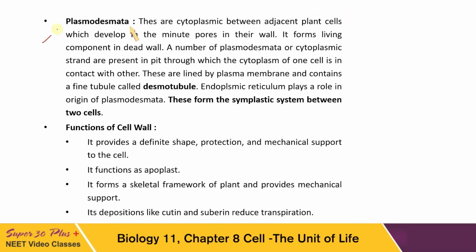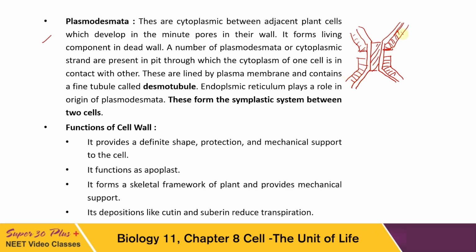I told you about plasmodesmata, and you can see once more here. This is one cell, and this is the other cell. In between the two cells we have the middle lamella. This is the primary cell wall, and this is the secondary cell wall. You see the area where we do not have deposition of the secondary cell wall.